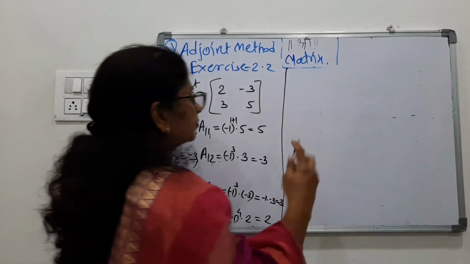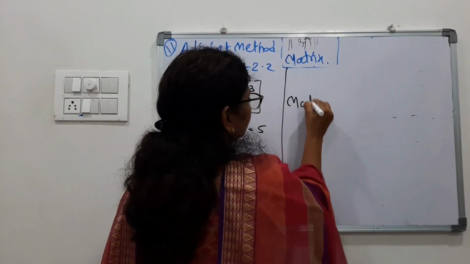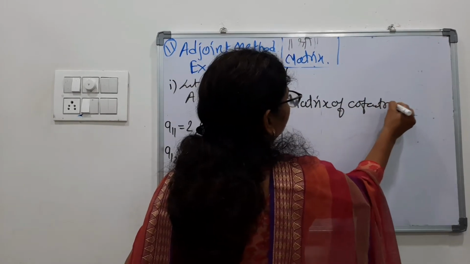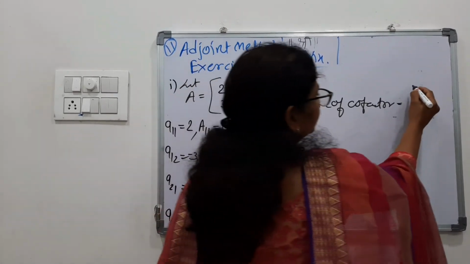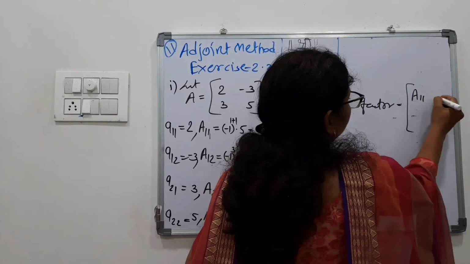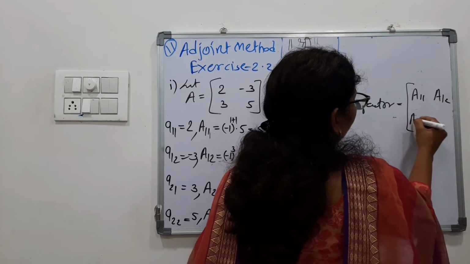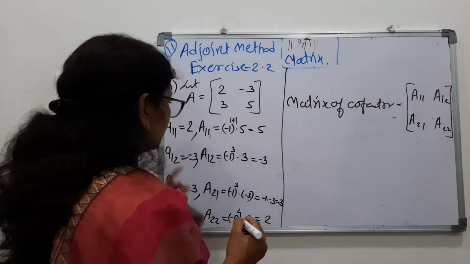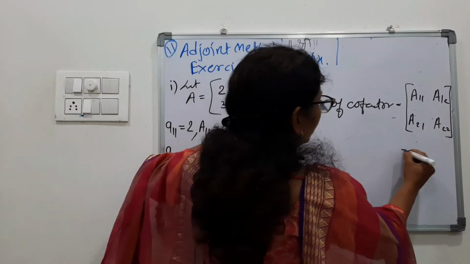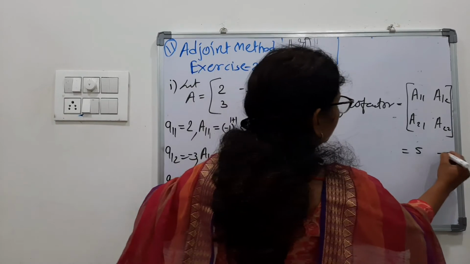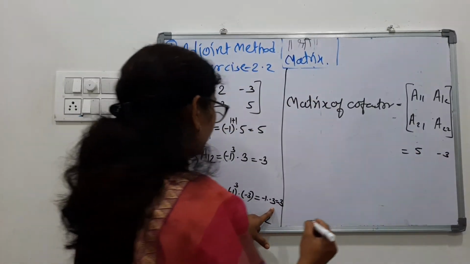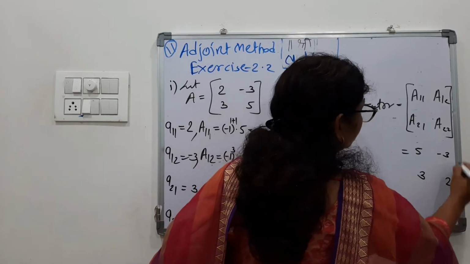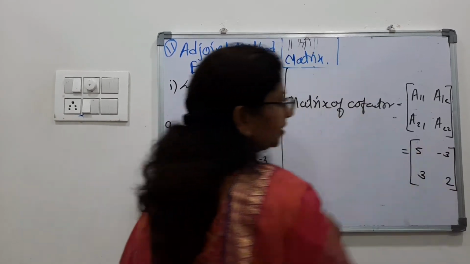Let's write the matrix of cofactors. So what is that? A11, A12, A21, A22. So here it is. A11 is 5, then minus 3, A21 is 3 and A22 is 2. So this is the matrix of cofactors.